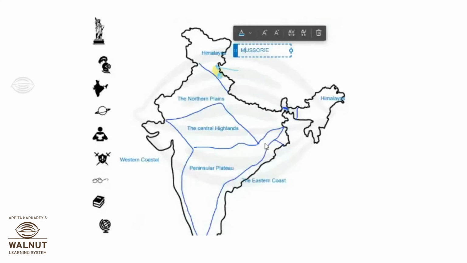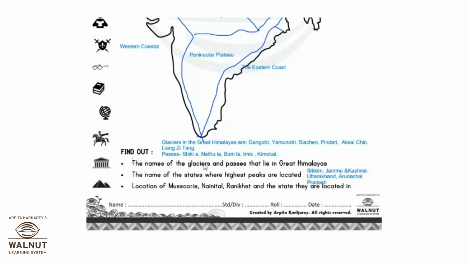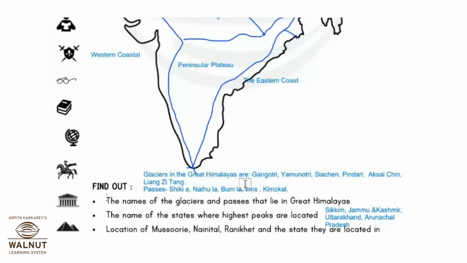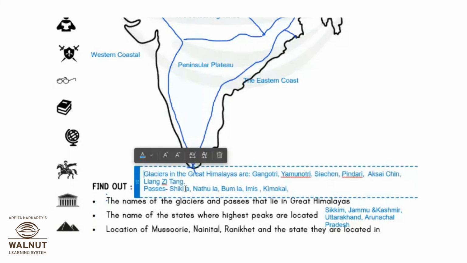Okay, see here, the names of the glaciers and passes that lie in the Greater Himalayas. I've mentioned the glaciers. The glaciers in the Greater Himalayas are Gangotri, Yamunotri, Siachen, Pindari, Aksai Chin. Then these are the passes: Shipki La, Nathula, Bumla Pass, Mana Pass, and the Khyber Pass.